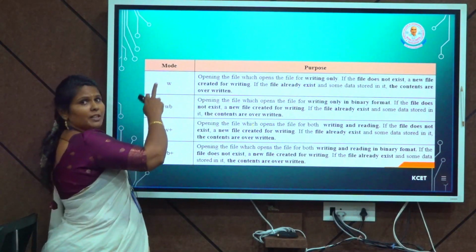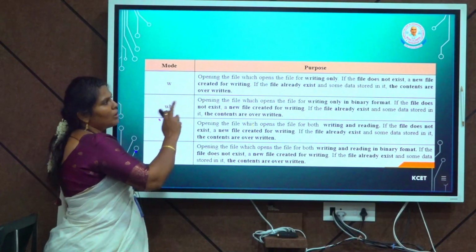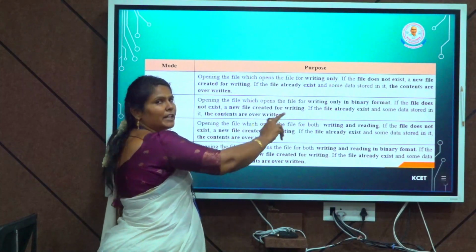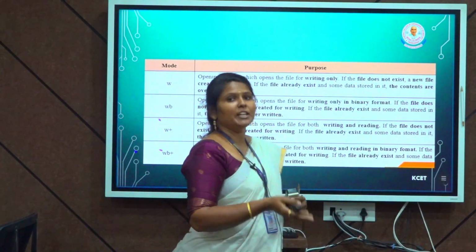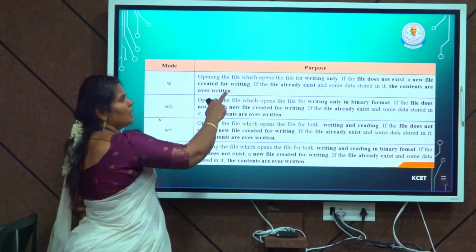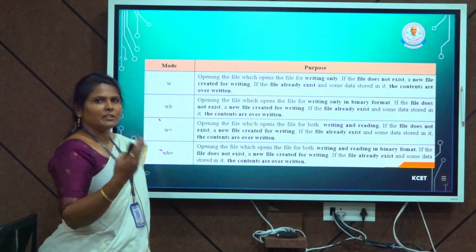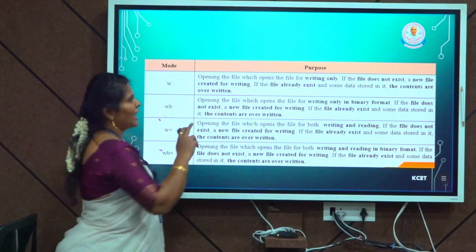Like the same, W denotes that it is a writing mode, which opens the file in writing only. If suppose I am opening a file that does not exist, then it will create that file with the particular name, then it will write the characters, whatever we want to add into the file, that will be added into the file.